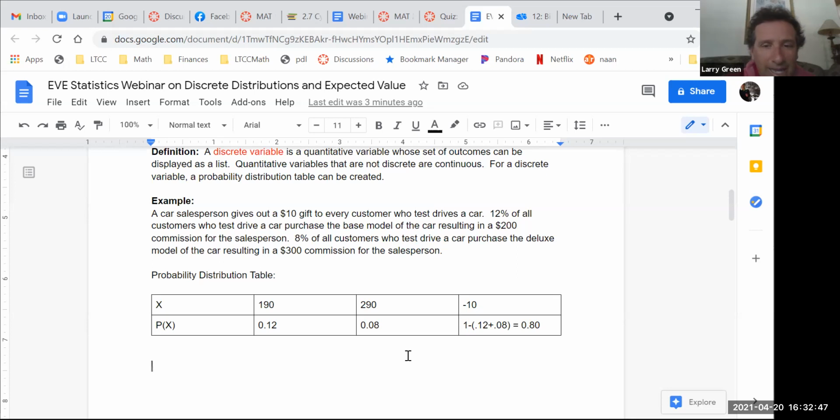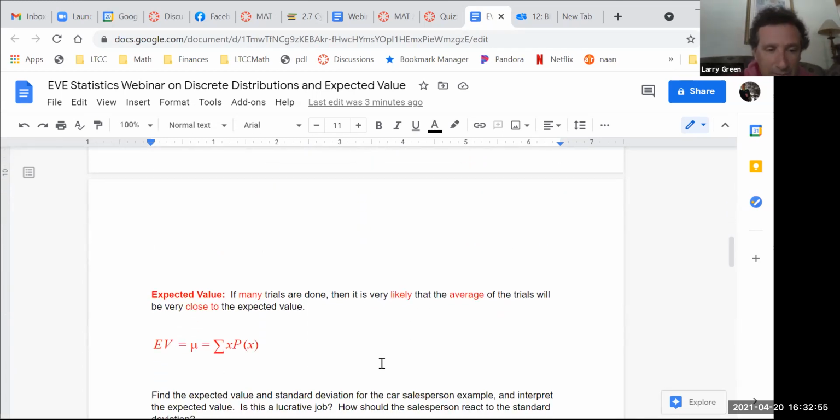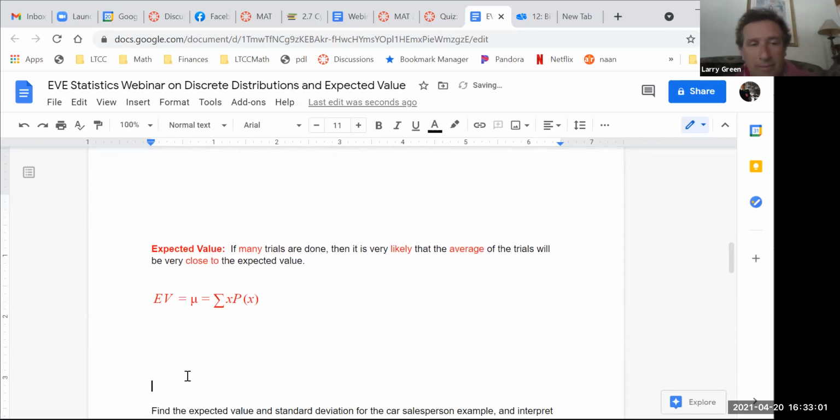Because of that, we're going to have a big definition. This is called the expected value. It's probably the biggest of the chapter. It's the following: if many trials are done, like if you have many customers come into your auto sales shop, then it is very likely that the average of the trials will be very close to the expected value. That's the definition. That's what it means to be an expected value.